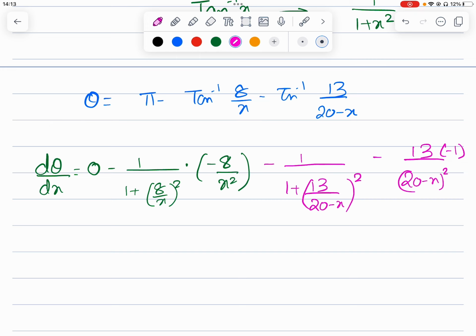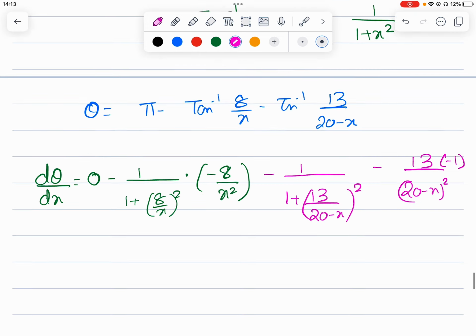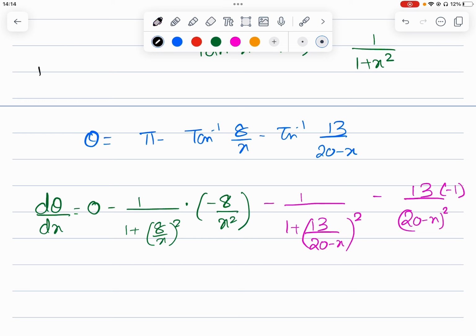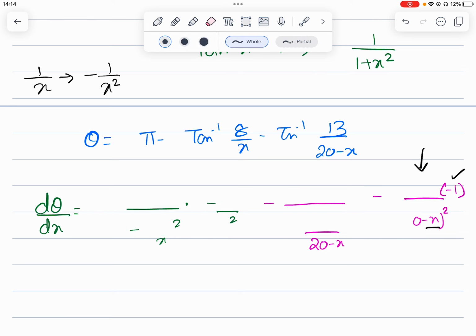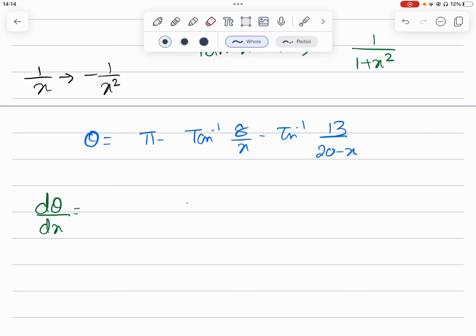What am I doing over here? Why is there so much confusion? What has happened is I memorized the formula for the derivative of 1 upon x. The derivative of 1 upon x is minus 1 upon x square. Very simple. So 8 upon x derivative is minus 8 upon x square. 13 upon 20 minus x derivative is minus 13 upon 20 minus x whole square. But again the chain rule: the derivative of minus x is minus 1. So let me once again do this. I know I went a bit faster. So remember, 1 upon x derivative is minus 1 upon x square. Then chain rule, again the derivative of x is 1.